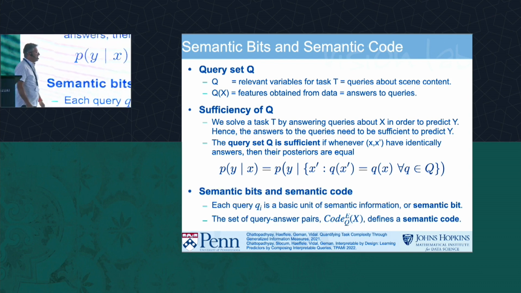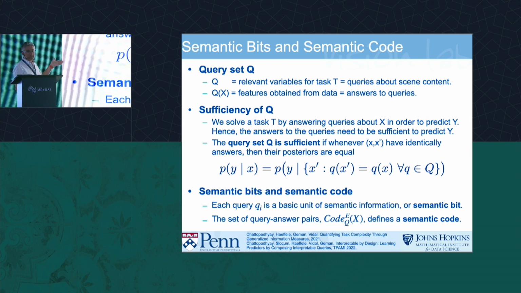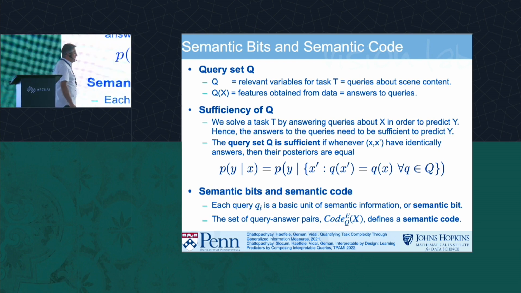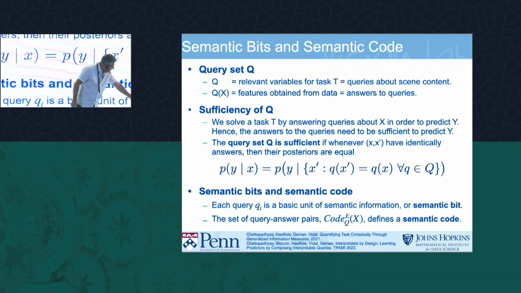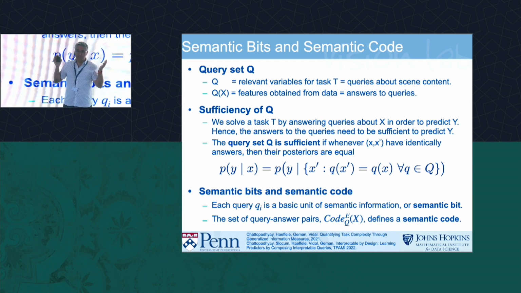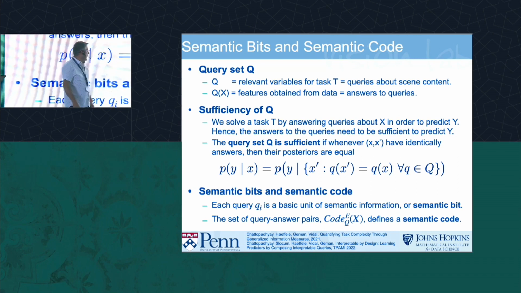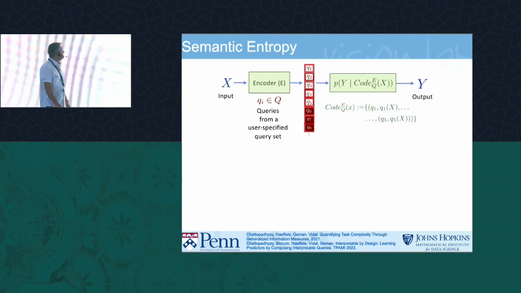And so with these definitions, each query is a basic unit of semantic information, so it acts as a bit. And the set of all query-answer pairs defines my code. The code here depends on this letter E, because I have to have some algorithm that I have not told you yet that is going to select what queries. And it depends on Q, because obviously the query set is given.